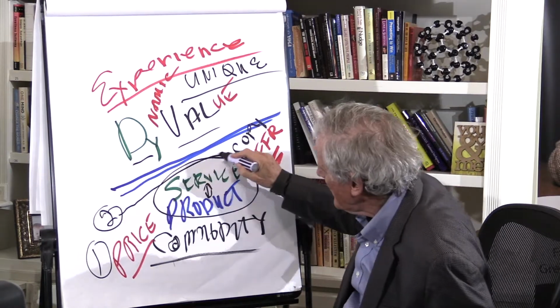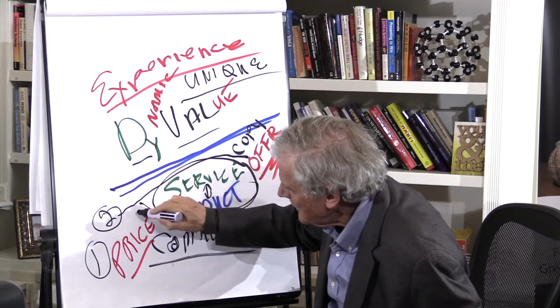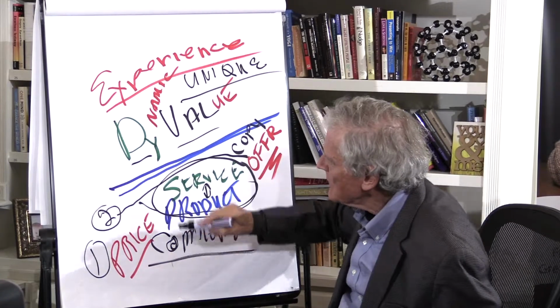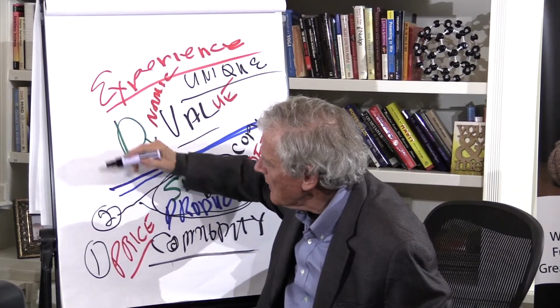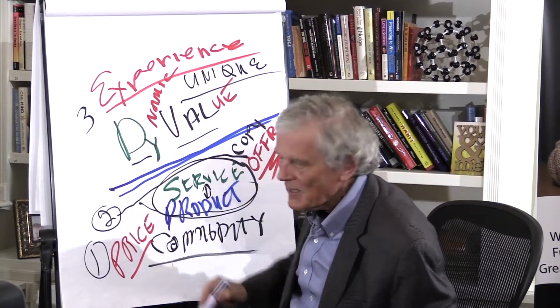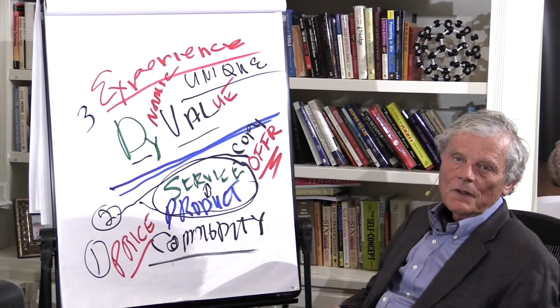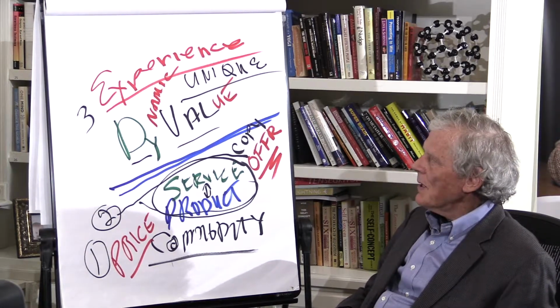The offer. These two go together. They used to be separate, but they don't. Then you get to the level up here, which is now above the line, is experience. But experience is not the top. The experience is not the top, okay?